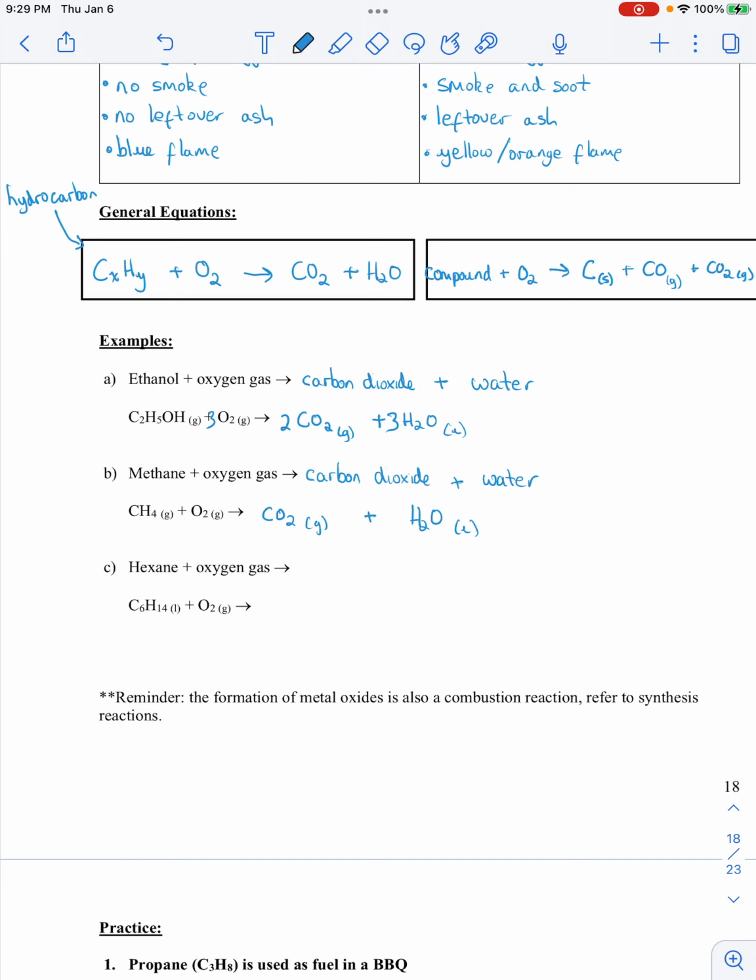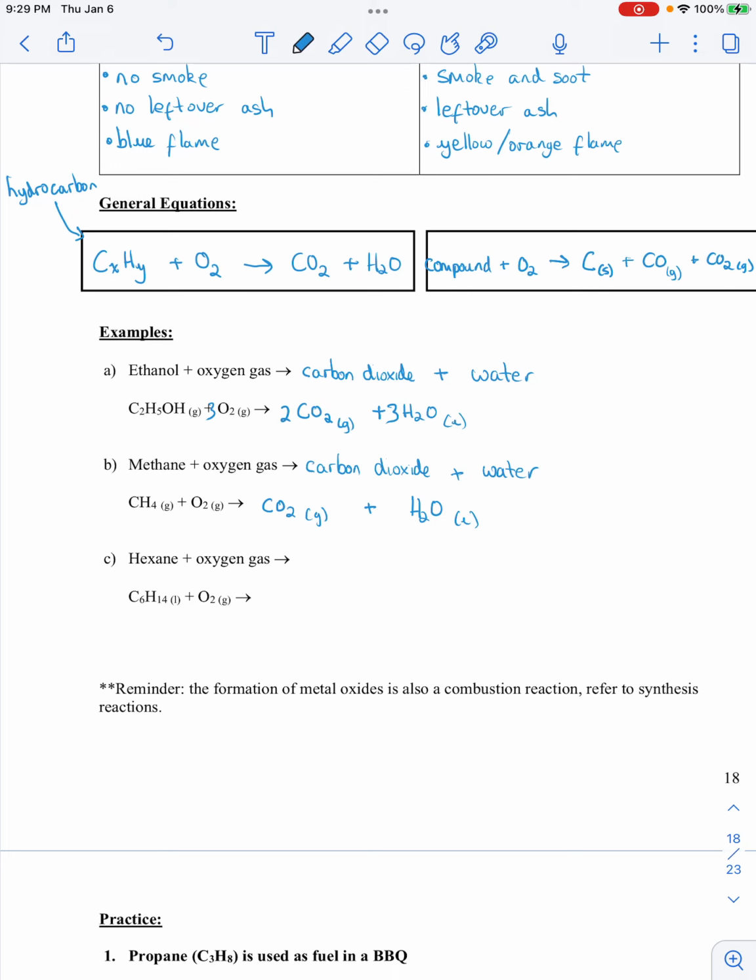And now again, I just need to balance. Again, we'll do carbons first. I've got 1 on the left and 1 on the right, so my carbons are balanced. I don't need to touch those. Let's look at the hydrogens next. I've got 4 on the left in the methane, and I've got 2 in my water molecule over here. So I'm going to put a 2 in front there to make it 4, and therefore balance the hydrogens.